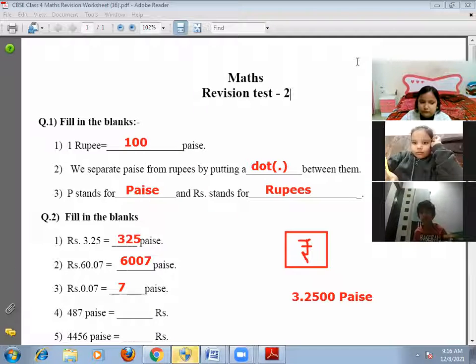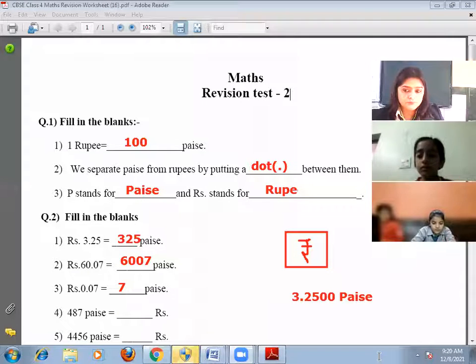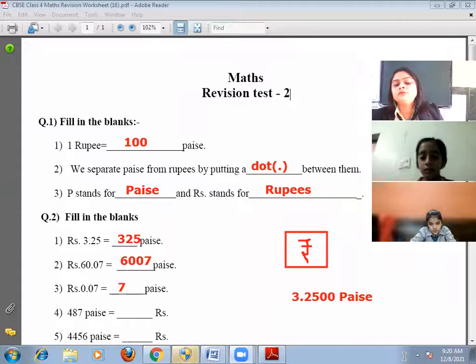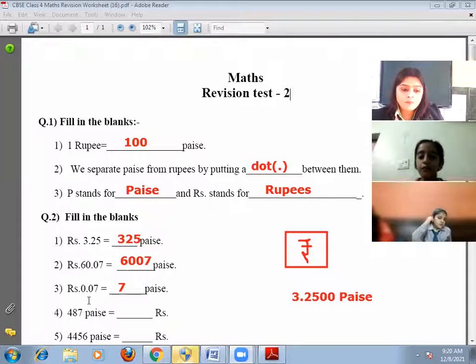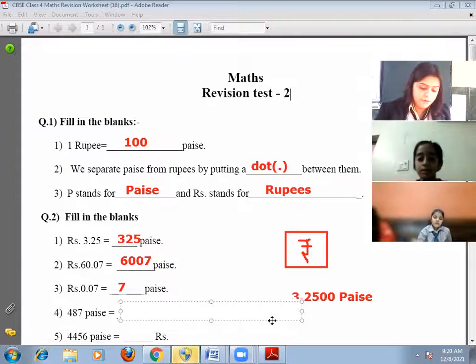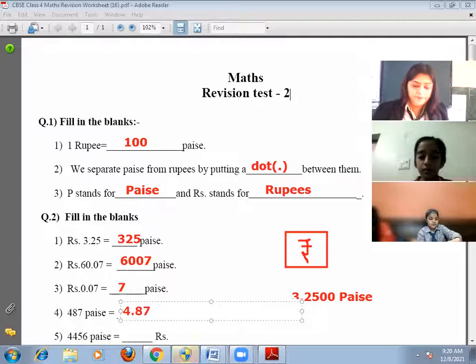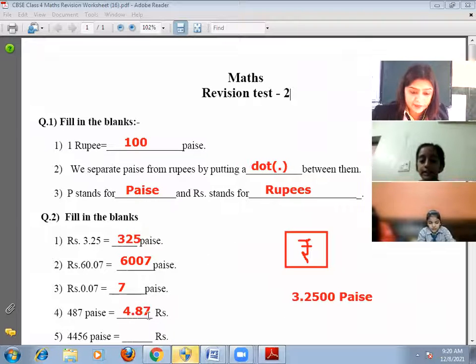Okay, beta. So now we are moving to the next question. Nia, can you tell me the next question? Yes, ma'am. 487 paise. We will put the dot after leaving 2 digits. The answer will be rupees 4.87. But this rupee symbol we are going to put in front of this.